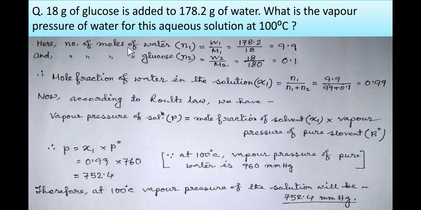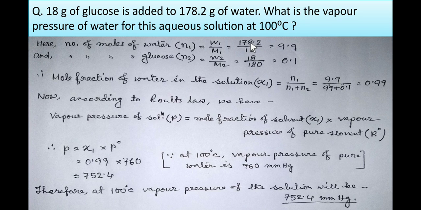We have to first calculate the mole fraction. To calculate the mole fraction of the solvent, we have to know the number of moles of solvent and solute. So the number of moles of water, that is N1, equals W1 by M1, where W1 is the weight of component 1, that is the solvent, and M1 is the molecular mass of the solvent, component 1. This is the famous formula N equals W by M, we all know.